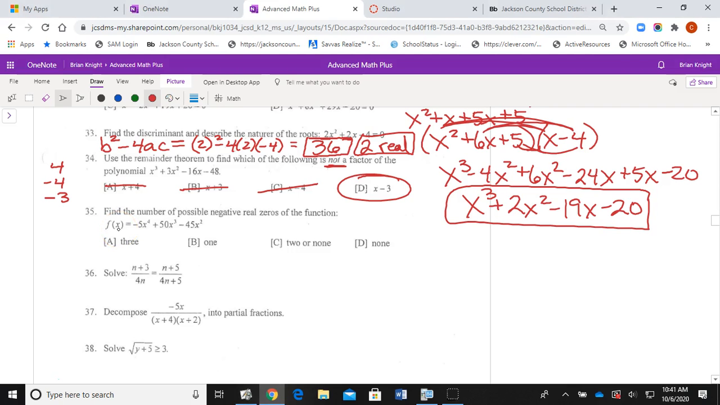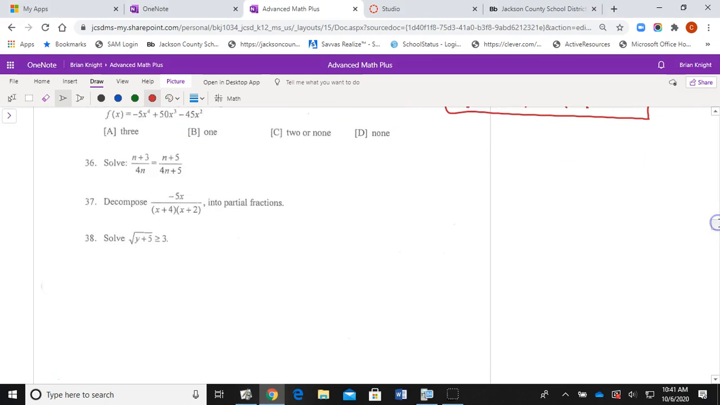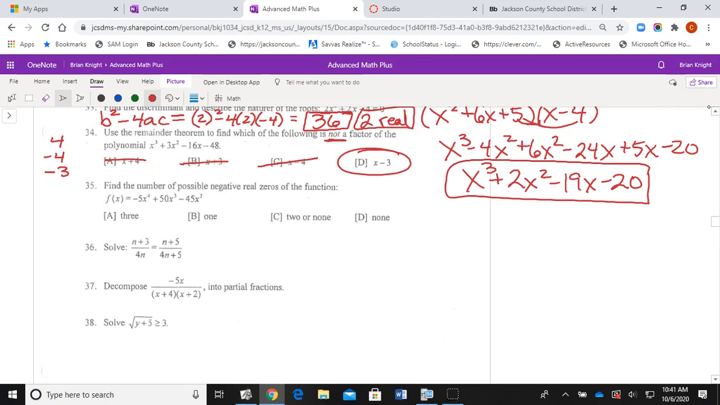So 35. I'm trying to make it as easy as possible, so I gave you the easy one of these. How do you figure out how many possible? Oh, I lied to you. I gave you the hard one again. My bad. Maybe the exam will be the positive one. Find the number of possible negative real zeros. So, what do I plug in for x?